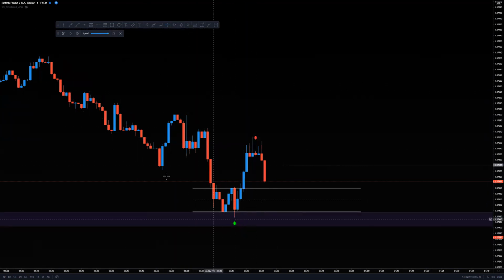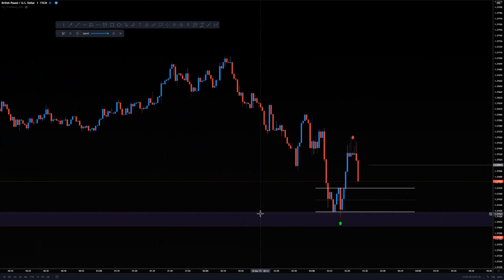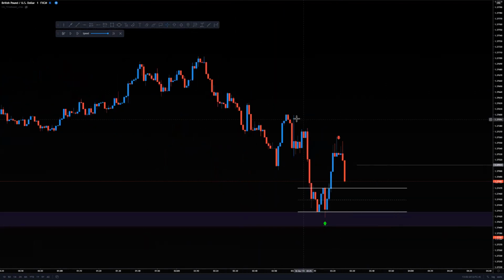And the way to know that is them not letting floors get broken. So our first floor is going to be the top of this range. Our second floor is going to be the bottom of the range. And our last floor is going to be the bottom of the liquidity zone.